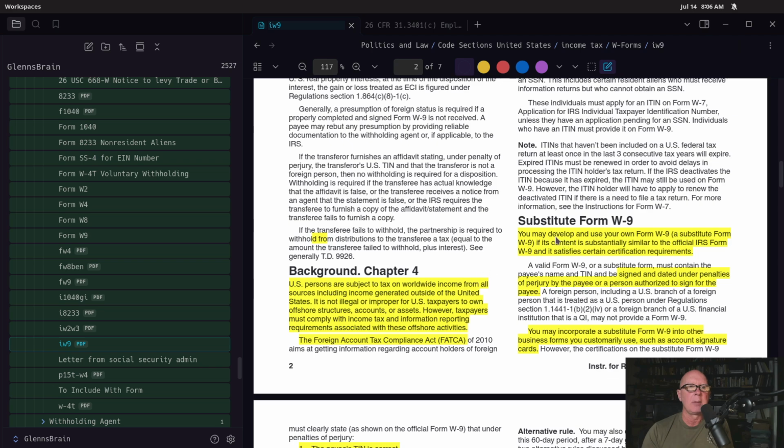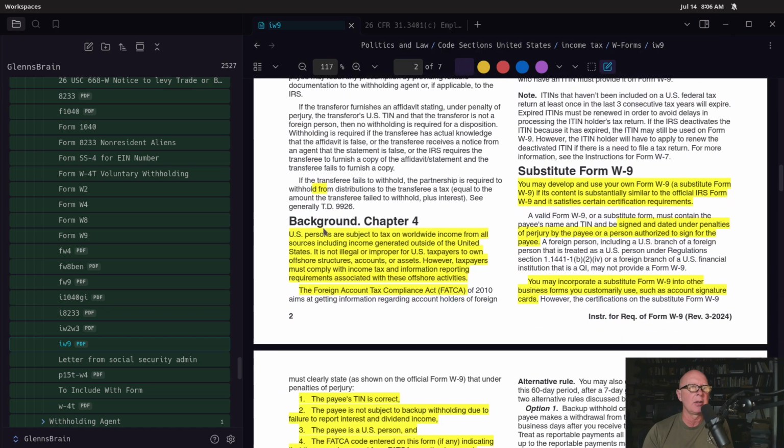So let's look at, so this is the background. I kind of jumped ahead there, but here's the background. U.S. persons, remember what a U.S. person is, are subject to tax on worldwide income from all sources, including income generated outside of the United States. It is not illegal for U.S. taxpayers to own offshore structures or accounts. So again, it's a U.S. person that has some type of business or relationship with someone outside of the country, or a business that they have formed outside the country.